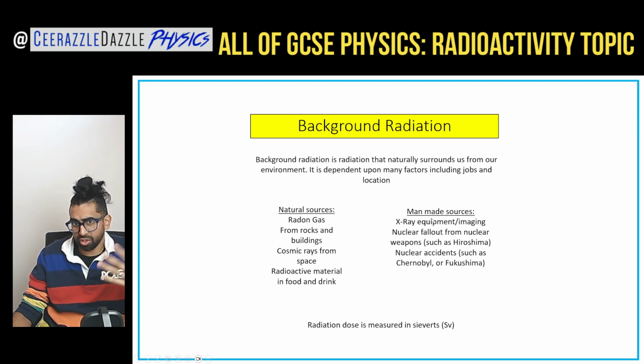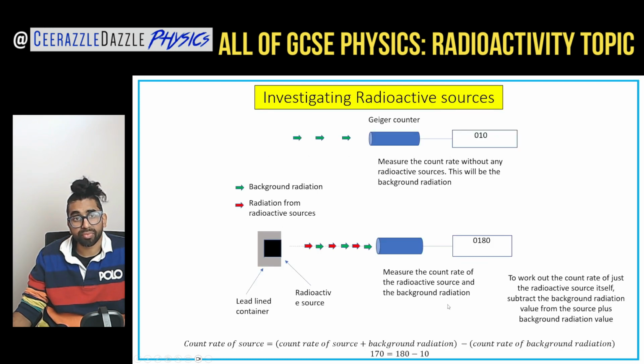Man-made ones, so obviously if you do these jobs or you're around these areas, you will get exposed to more radiation. X-ray equipment, imaging, nuclear fallout from nuclear weapons, so if there's a nuclear disaster in the area, nuclear accidents such as Chernobyl or Fukushima. Obviously if you live near a nuclear power plant which obviously collapsed, you'd have more radiation. The radiation dose is measured in sieverts, capital S, lowercase v.